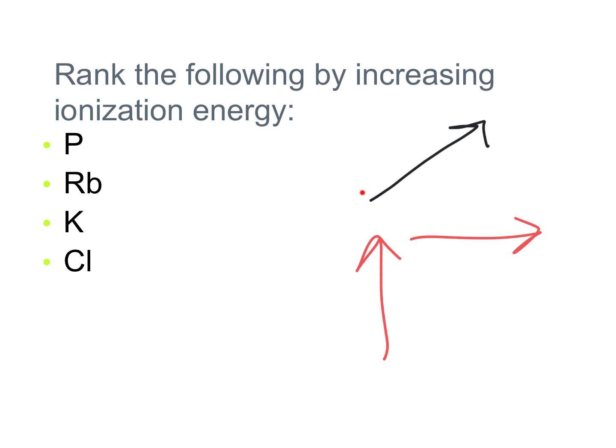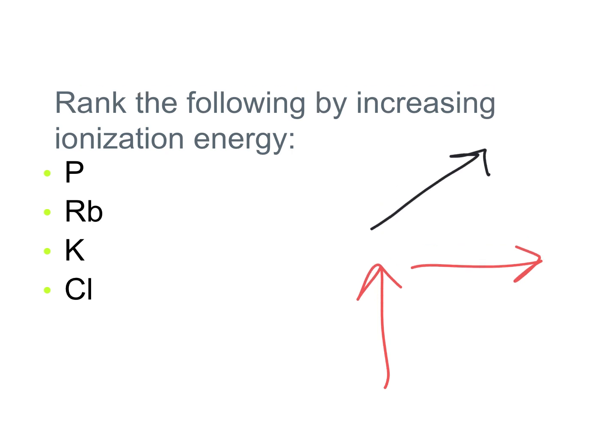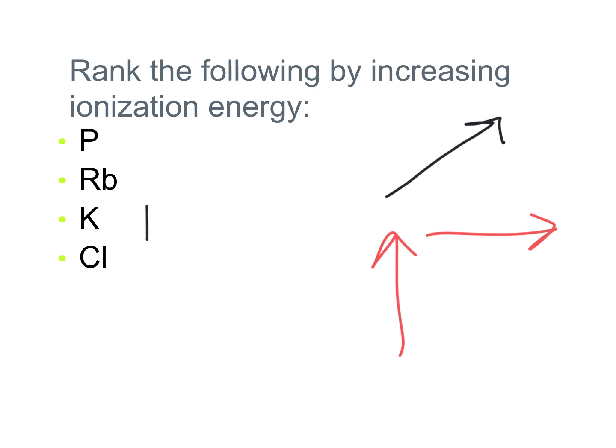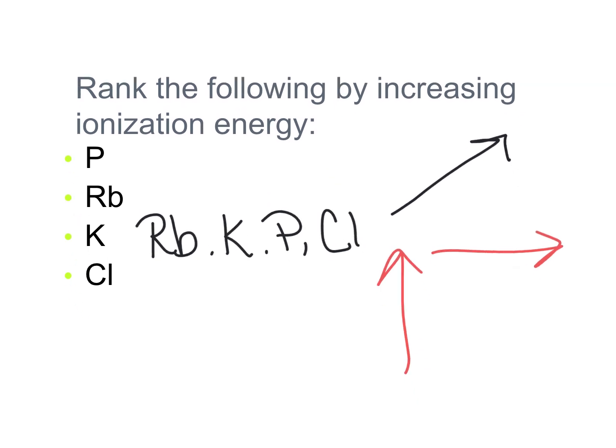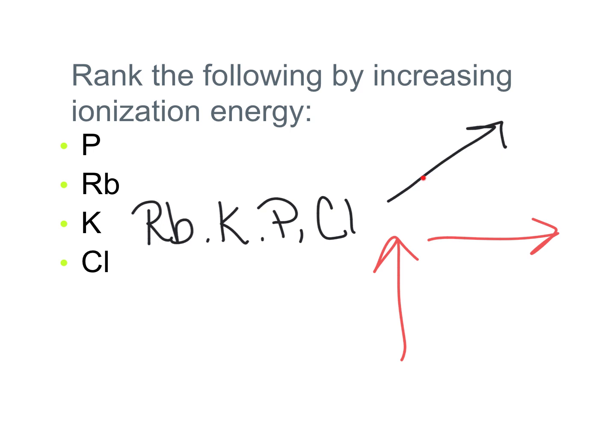So now if we want increasing, we want smallest to largest. You're going to look at these 4 elements. Of these 4, which one is the most bottom left? Okay. So Rb, or rubidium, is furthest to the bottom left. Then which one comes next, closest to the bottom left? Okay, potassium. Then which one? Phosphorus, and then chlorine. Okay, does that make sense? So we're just going to draw the line, and then we're just going to think it through.